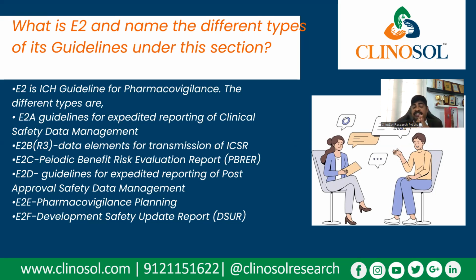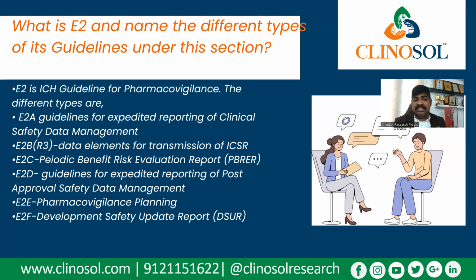First, ICH E2A. What does ICH E2A speak about? ICH E2A speaks about the guidelines for expedited reporting. Here, expedited reporting is as soon as possible reporting of serious adverse events which are unexpected and related to the possible drug adverse events. So this is ICH E2A, guidelines for expedited reporting of clinical safety data management. Generally it speaks about clinical trial guidelines, how you have to report in ICH E2A.